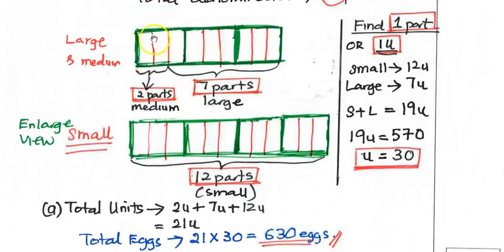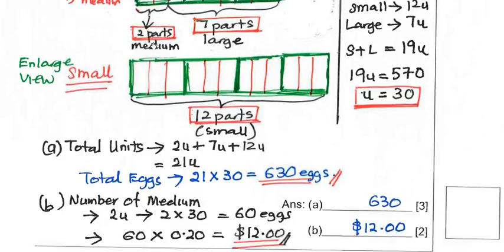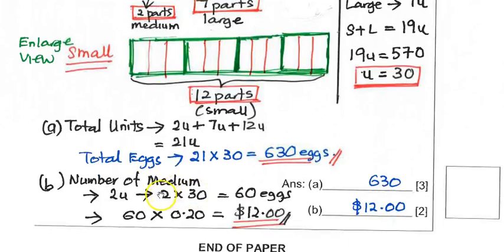Now next, we are talking about medium. Medium has 2 parts only. 1 part is 30, 1 part is 30, 2 parts is 60 eggs. So how much if you sell each one for 20 cents? You take 60 times 20 cents, $12 for the medium eggs. You collected $12 when you sell medium eggs. Medium eggs are only 2 parts, 1 part is 30, total of 60 eggs.